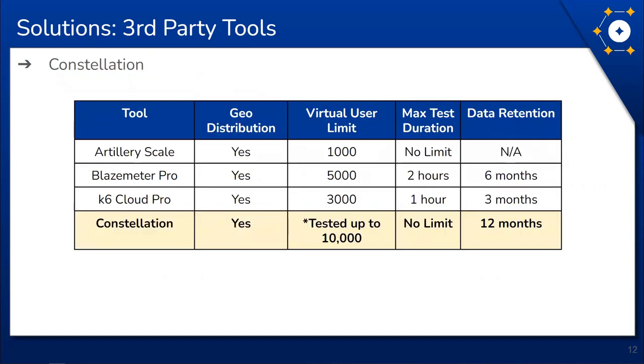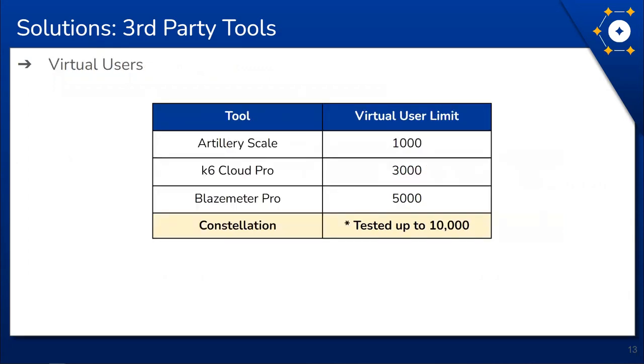We built Constellation, which addresses some of these limitations. Let's look at each of the headings next. Virtual users. There are different tiers for each of the premium cloud-based load testing solutions. The number of virtual users is limited by the subscription tier selected. Virtual user limits can be increased by upgrading the subscription tier.